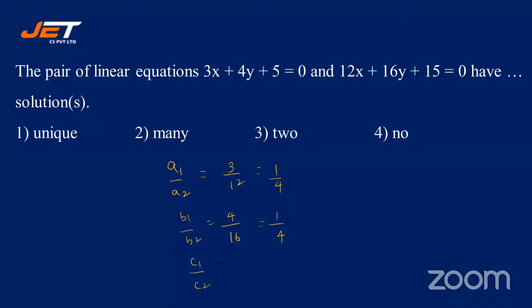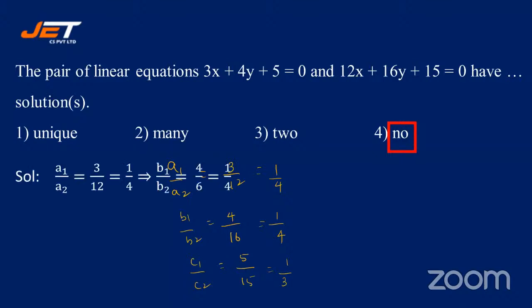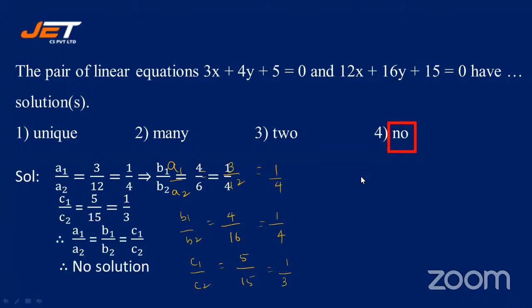What is C1 by C2, which is 5 by 15, which is 1 by 3. All right? Yes. Fine. Let's see the key. It has no solution because A1 by A2 is equal to B1 by B2, but not equal to C1 by C2. Yes, so let me see how many of you have given me the right answer. Yes, almost all have given me option 4. Perfect. See the next question.